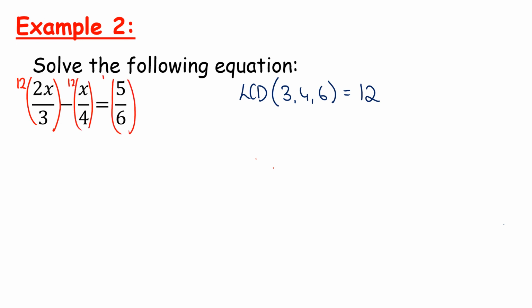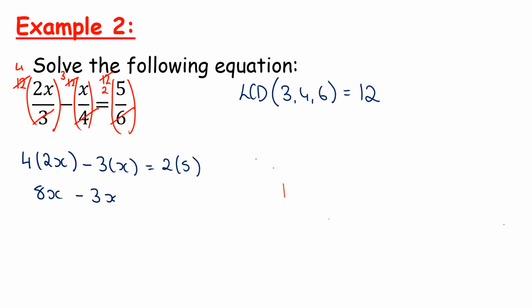You'll effectively get the same thing, but it's much easier to work with because 3 divides into 12 4 times, 4 divides into 12 3 times, and 6 divides into 12 2 times. Now all my fractions are gone and I'm left with 4 times 2x minus 3 times x equals 2 times 5. So that is 8x minus 3x equals 10, 5x equals 10. Divide both sides by the coefficient of x to finish that off, and we get x equals 2. So actually, quite a complicated looking example that turned out to be quite easy.